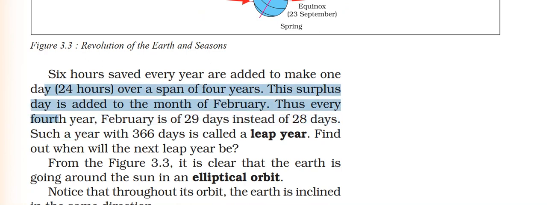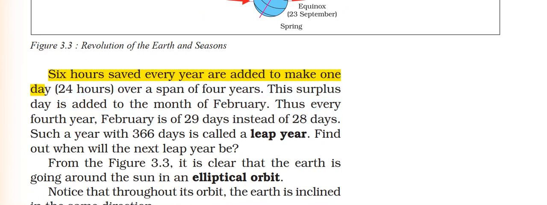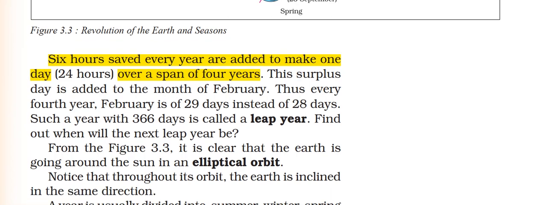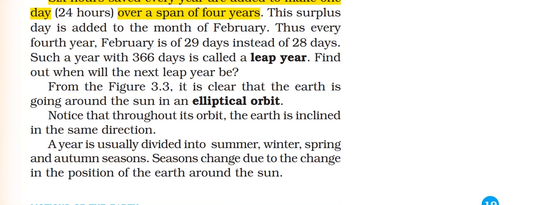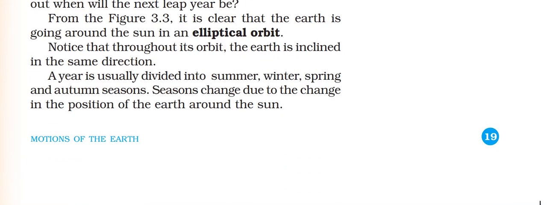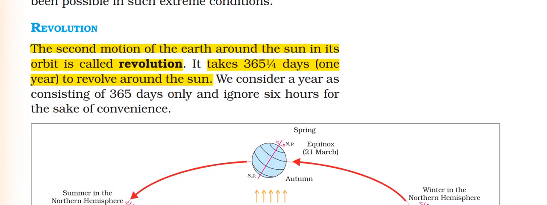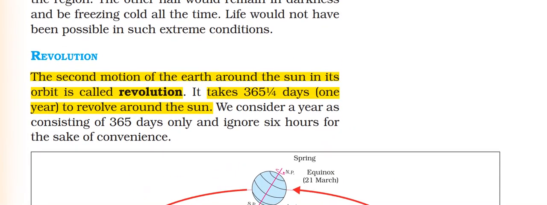The 6 hours saved every year are added to make one day over a span of years. This surplus day is added to the month of February. That's why we call this a leap year. Earth goes around the Sun in an elliptical orbit. Notice that throughout the orbit, the Earth is inclined in the same direction. A year is usually divided into summer, winter, spring, and autumn seasons, and the seasons change due to the change in the position of the Earth. So here is the concept of why there's a leap year.